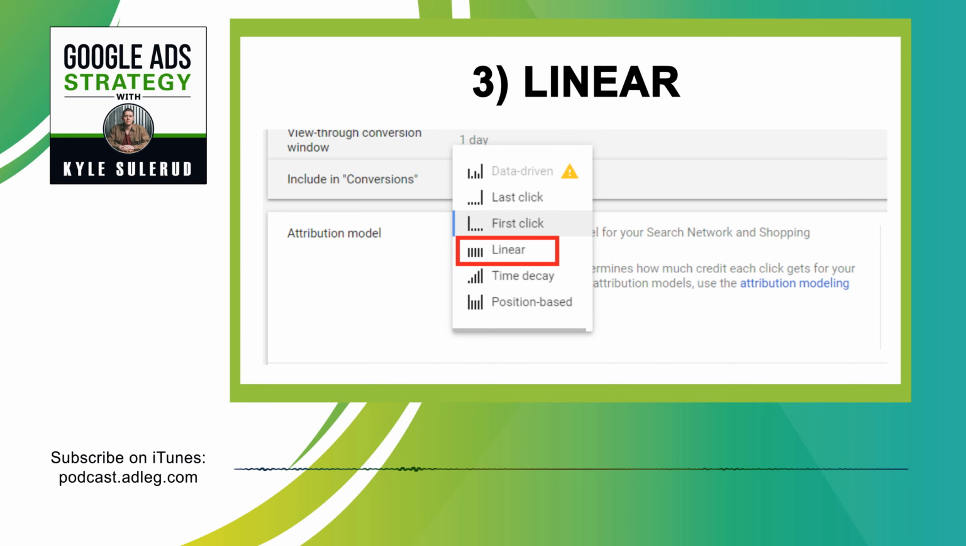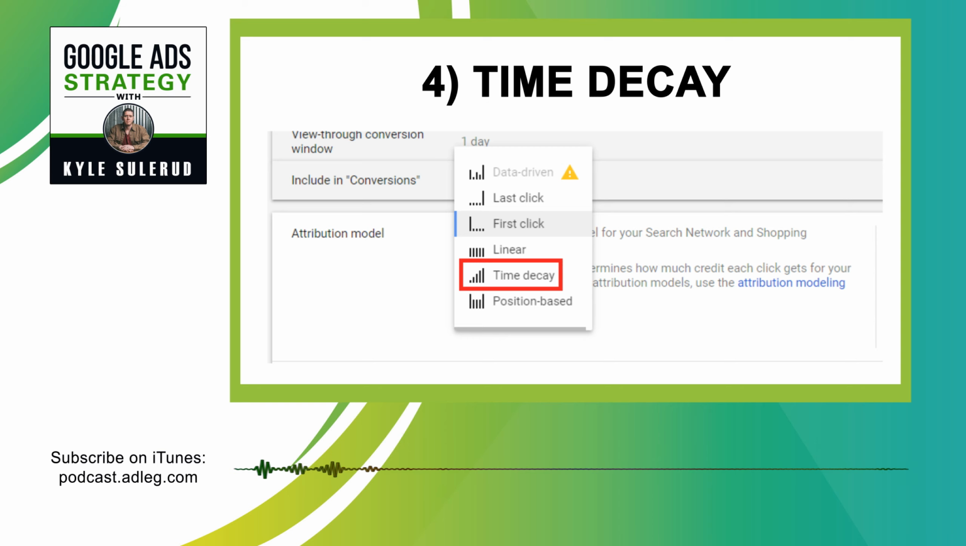There's also linear. Linear is going to evenly distribute the conversion across multiple clicks. So this is where we start to see decimal places for conversion. So if there's one conversion and there were 2 clicks, each of those is going to count for a 0.5 of a conversion. They're each going to be half of a conversion because it's linear. If there were 4 clicks that happened before a conversion, each of them are going to be 0.25 conversions with this linear model.